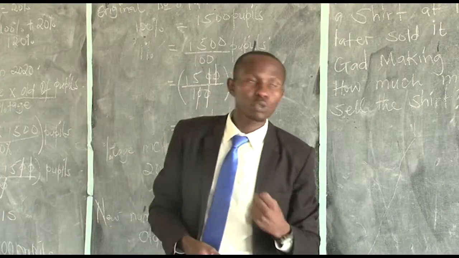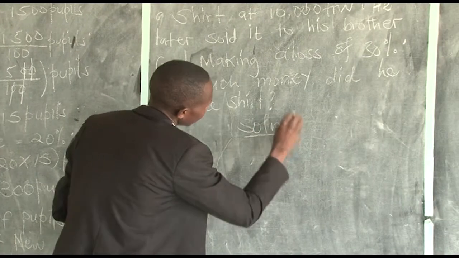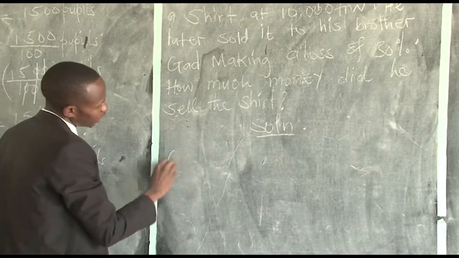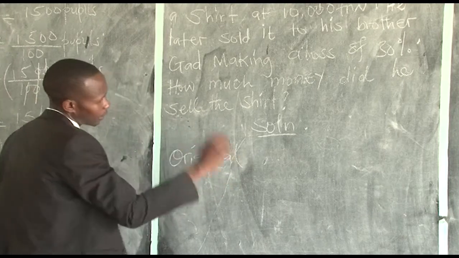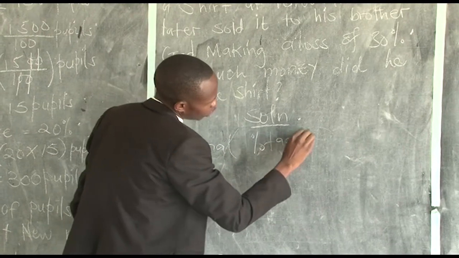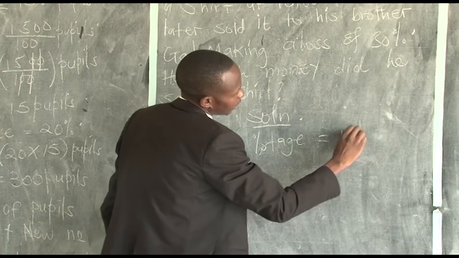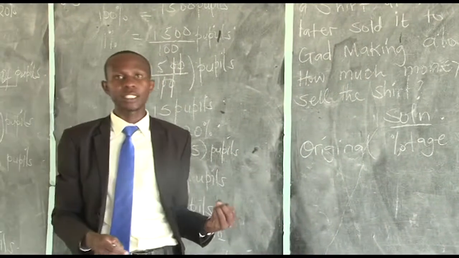The first thing we need to do is, let's first of all identify the old percentage, and we say original percentage. Original percentage is always 100%. Okay? That is the original percentage.